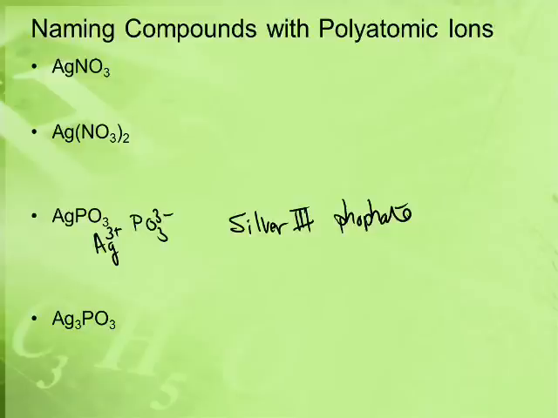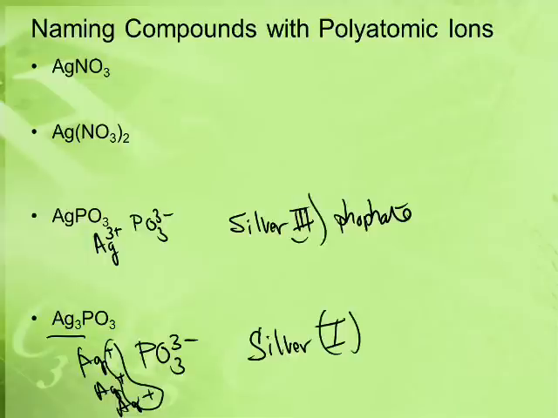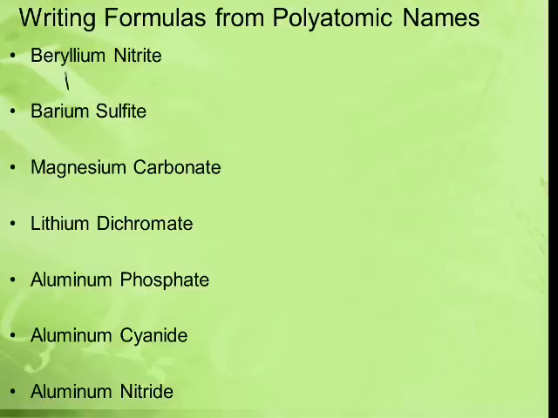Now let's look down here. The phosphate again is PO3, 3 minus. There are 3 of them. So if there are 3 of them, each must carry a charge of plus 1. There must be 3 of these. Silver 1 phosphate. Beryllium is 2 plus.